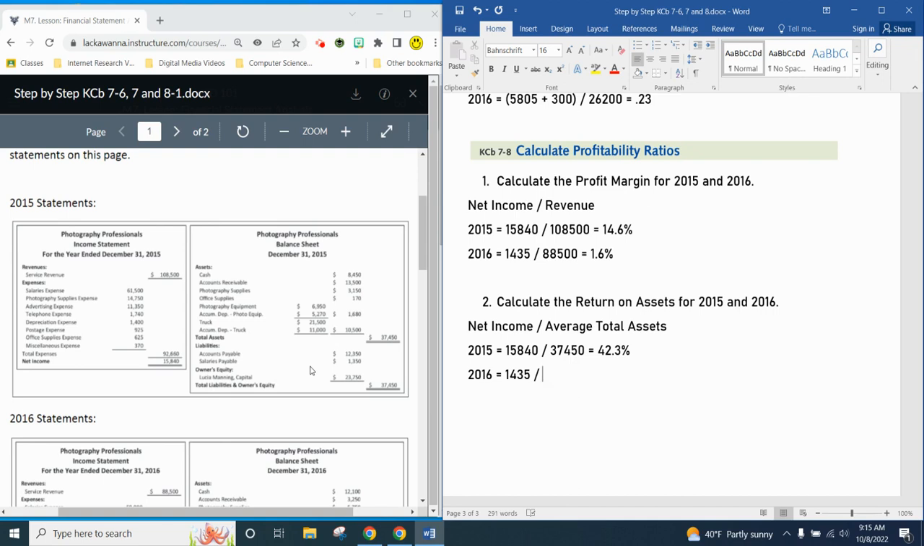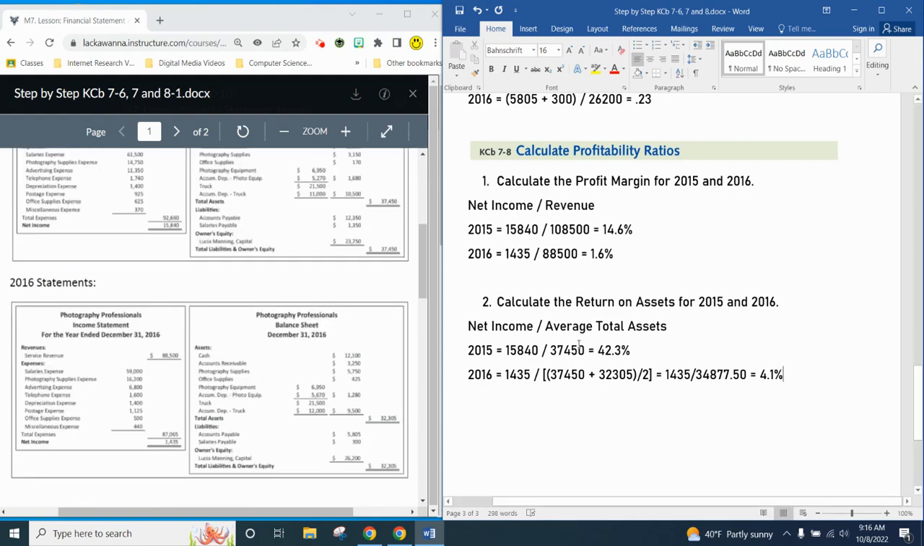We are going to divide this by the average total assets. Okay, so we are going to take the total assets from 2015, which were 37,450. We're going to add the assets from 2016, which were 32,305. Then we're going to divide that by 2. Okay, so this is going to give us 1435 divided by 34,877.50, which is going to give us 4.1%.